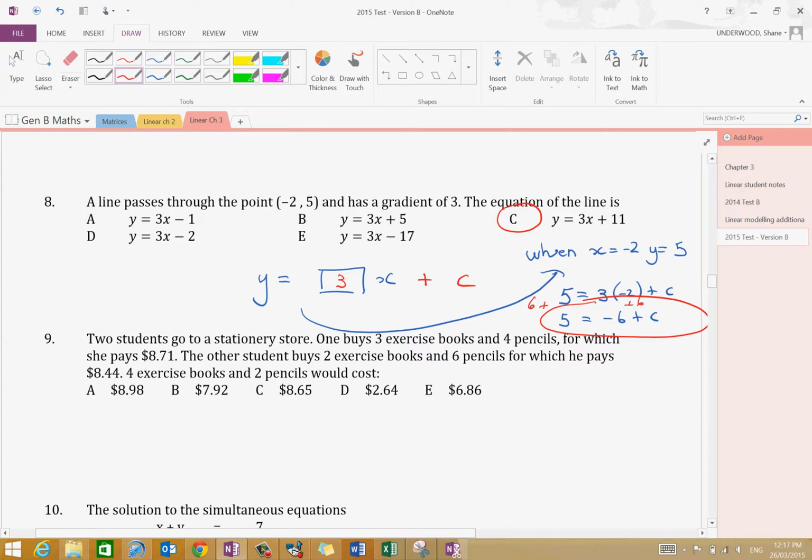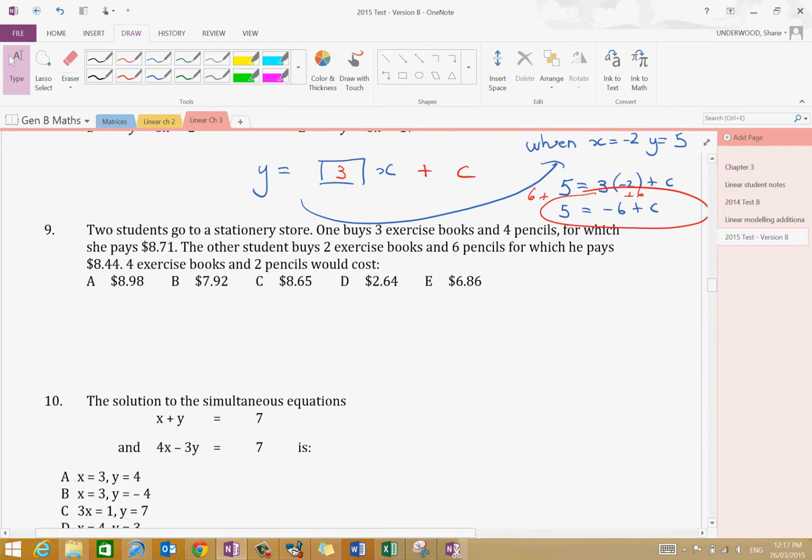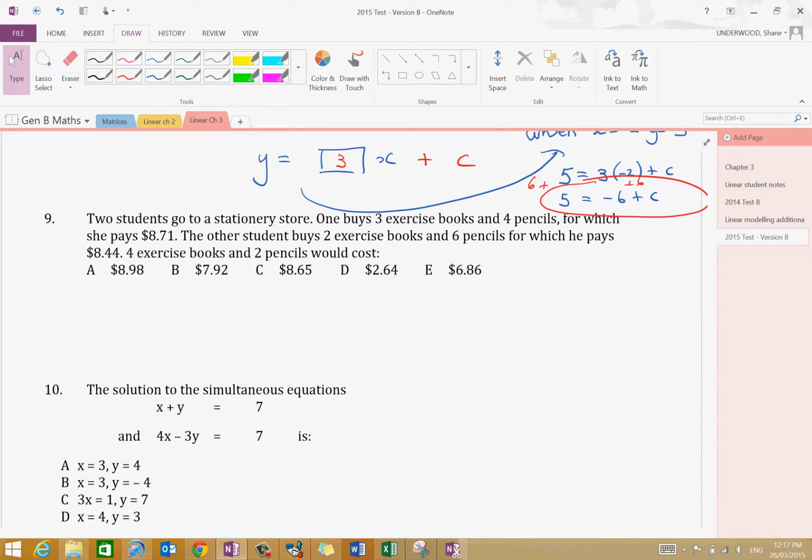All right, 2 students. Now this was done fairly well. They go into a stationery store. One buys 3 exercise books, let's just call them X, and 4 pencils, we'll just call pencils Y, for which she pays $8.71. This was done okay because I think a lot of you just realised it was the Linsolve in your calculator. The other student buys 2 exercise books and 6 pencils, for which she pays $8.44. 4 exercise books and 2 pencils will cost, well, I'm going to use Linsolve.